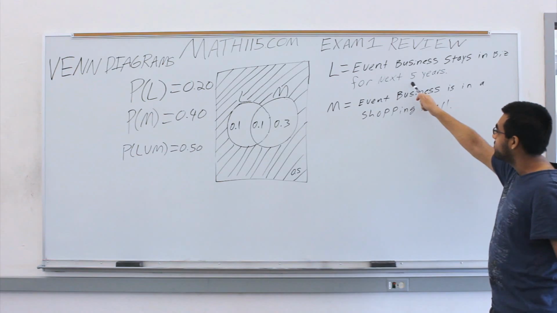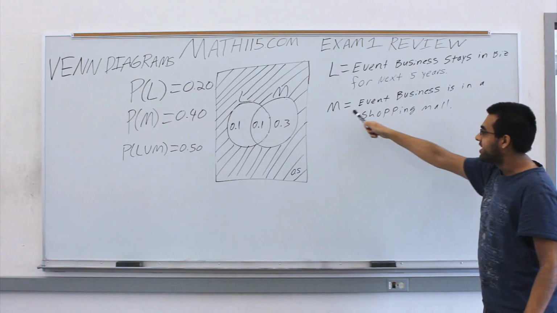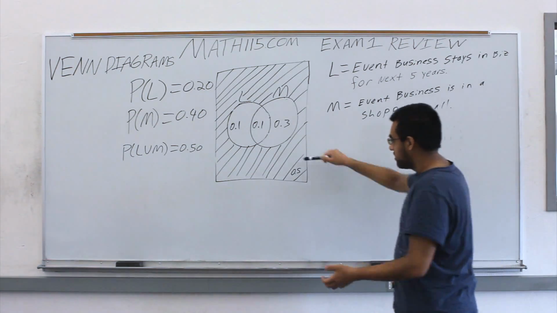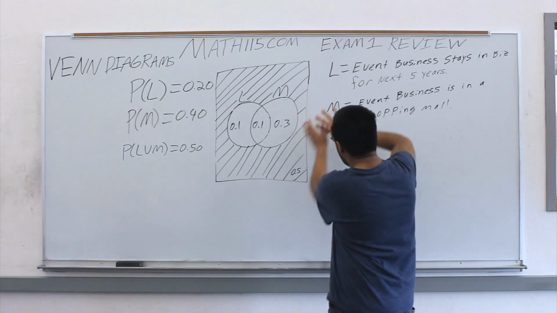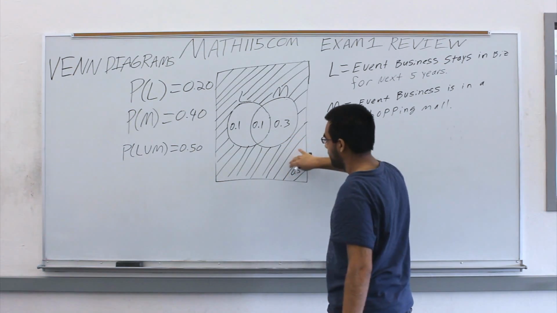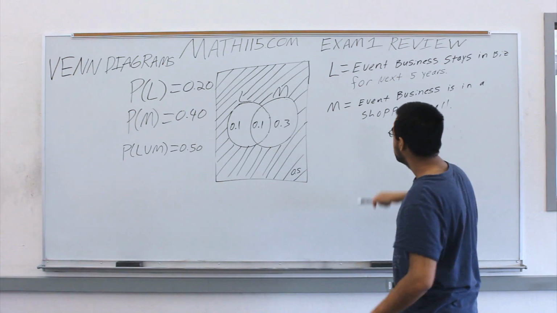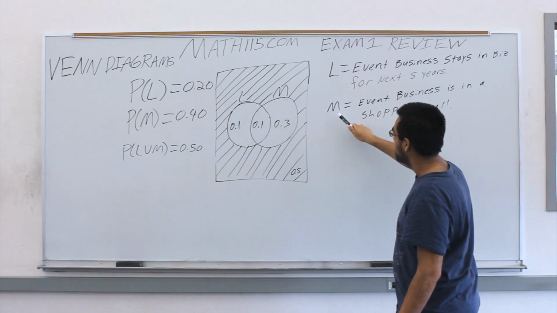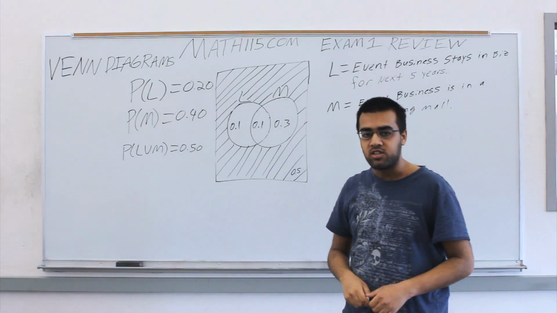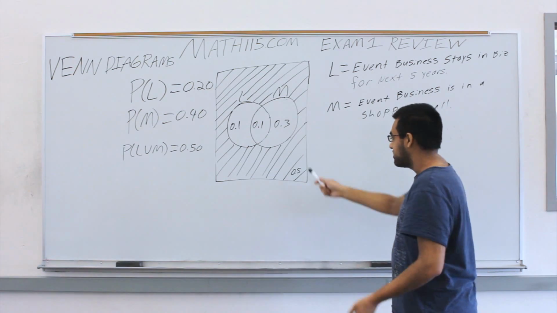So here I've defined what L is. L is the event that the business stays in business for the next 5 years, and M is the event that the business is in a shopping mall. According to the shaded region, we're not looking for either of those, right? It's not L, it's not M, it's the outside portion of that. So how do we say that in words? Well, if we're trying to say not L and also at the same time not M, what we're saying is that the business is not going to stay in business for the next 5 years, nor is the business located inside a shopping mall. That's what this is saying.